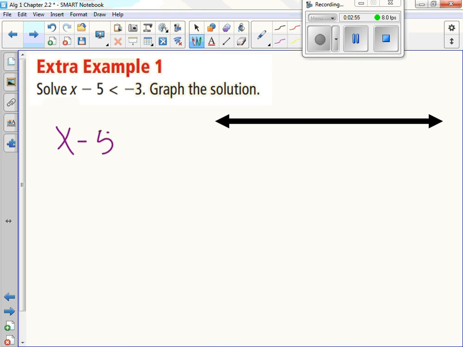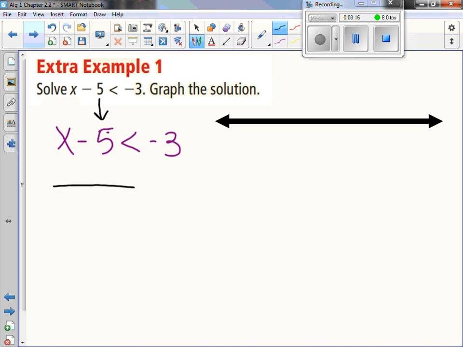X minus 5 is less than negative 3. So again, we want to get the variable by itself. So what's with our variable here? The negative 5, yes? So what would I need to do to get rid of the negative 5 on the left side? We need to add 5 to both sides because negative 5 plus 5 is 0. Those cancel. I'm left with x.